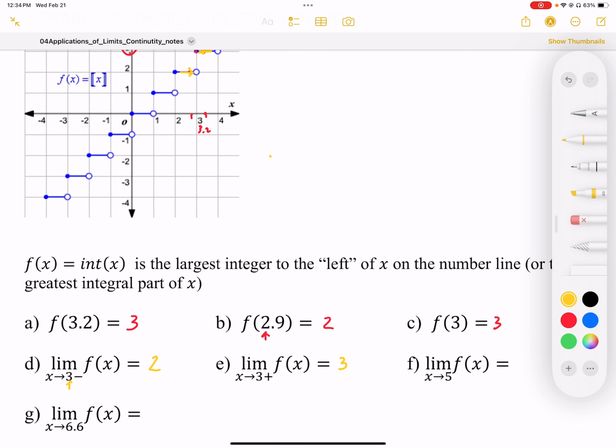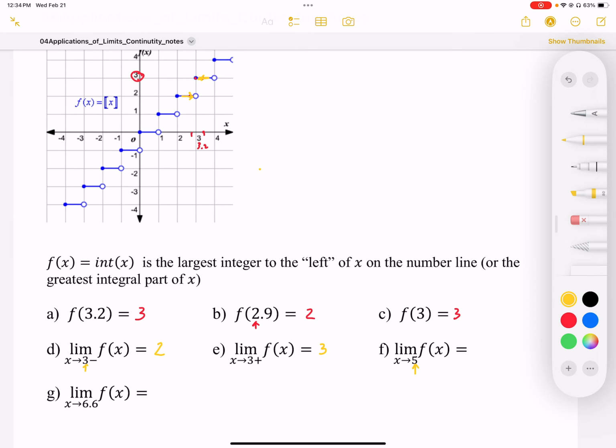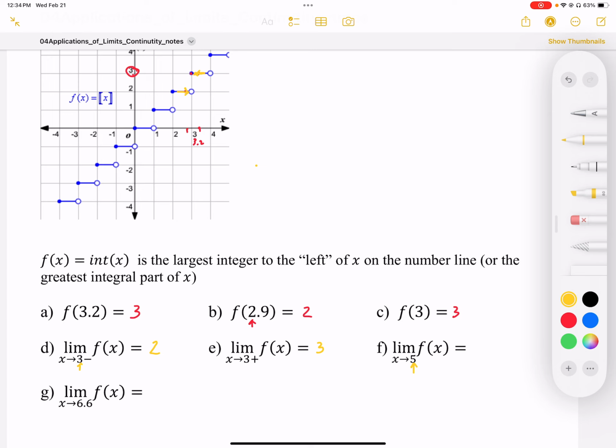At the integer values, though, we have a bit of a problem because we can only define it from one side. This being a two-sided limit means that from one side it's going to be equal to 5, from the other side it's going to be equal to 4. So we have to say that that limit does not exist, okay? Because at the integer values we cannot have a two-sided limit.